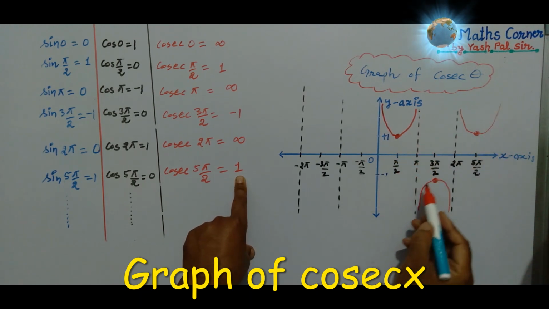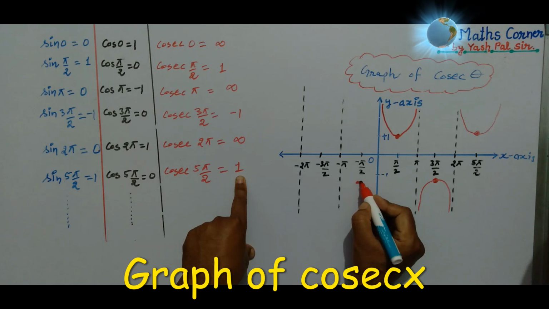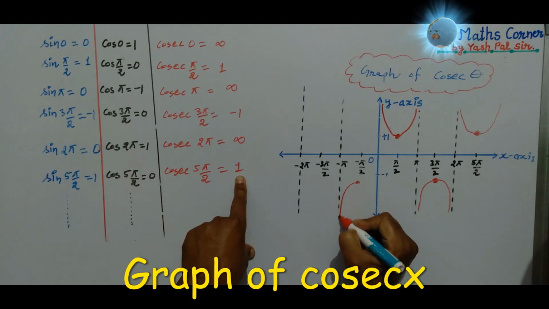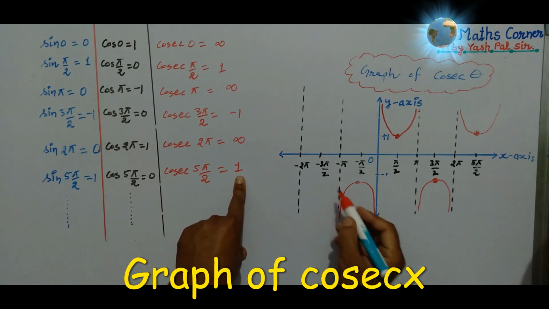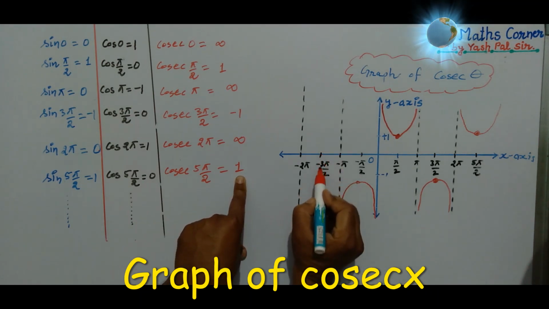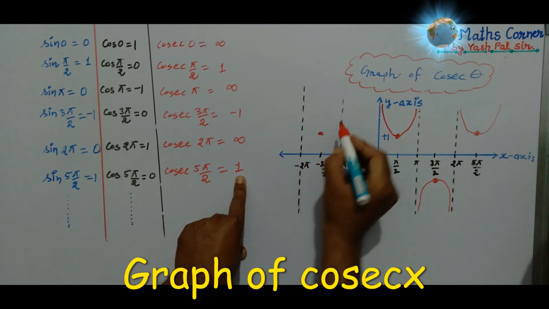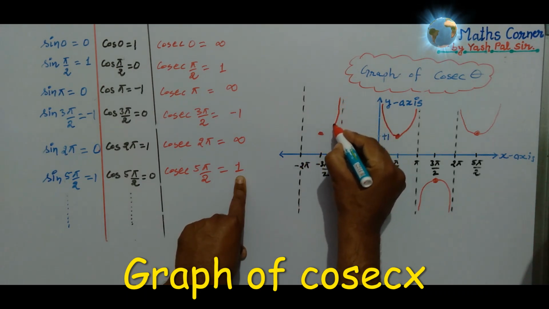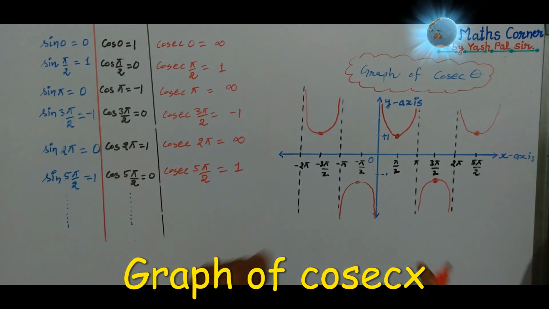Here also we can sketch the graph at left hand side of y-axis like this. Okay, next at minus 3 pi by 2, the graph will be like this. Okay, so this is the graph of cosecant theta.